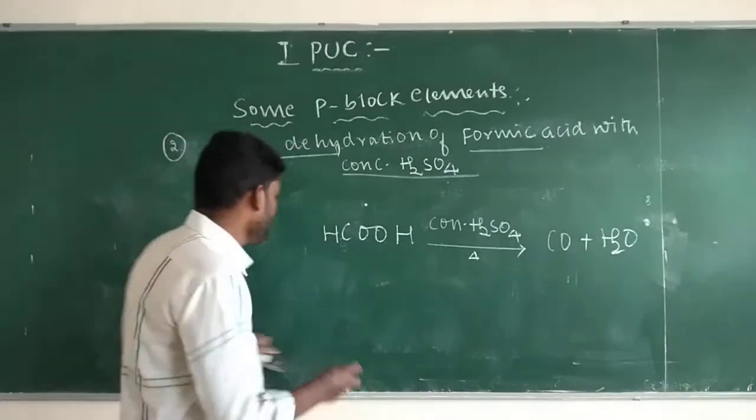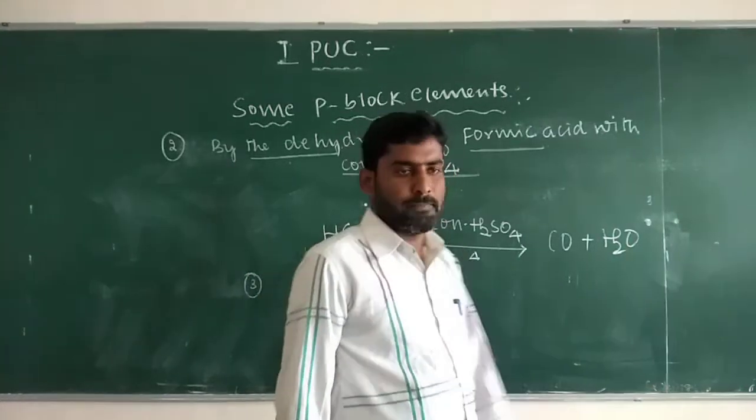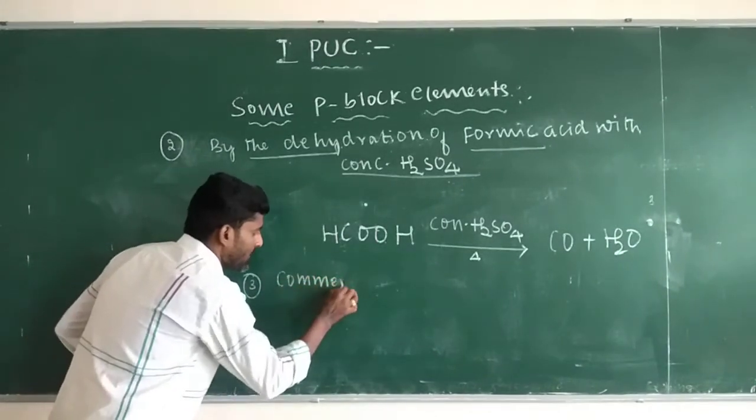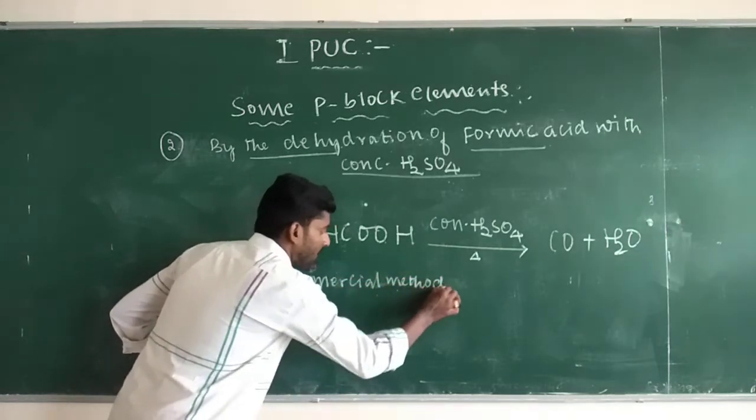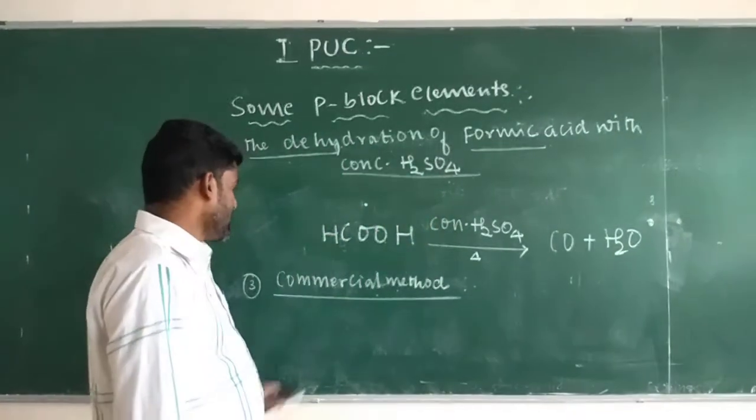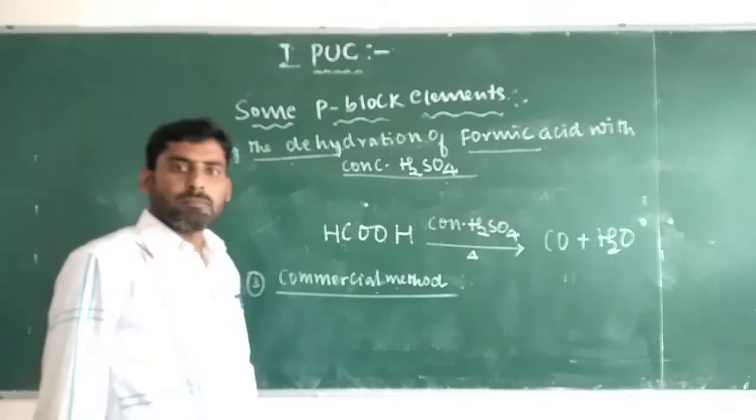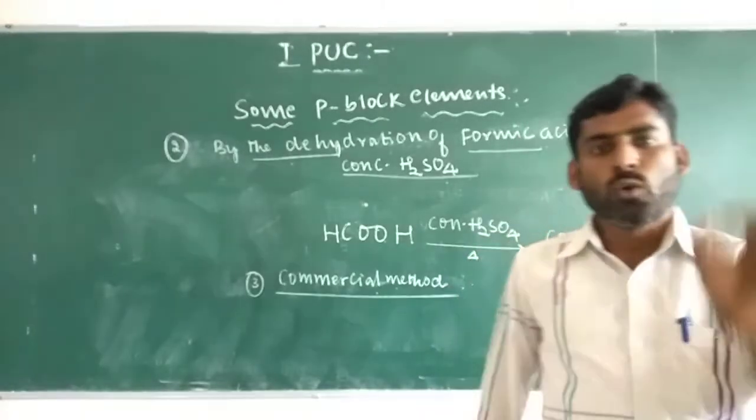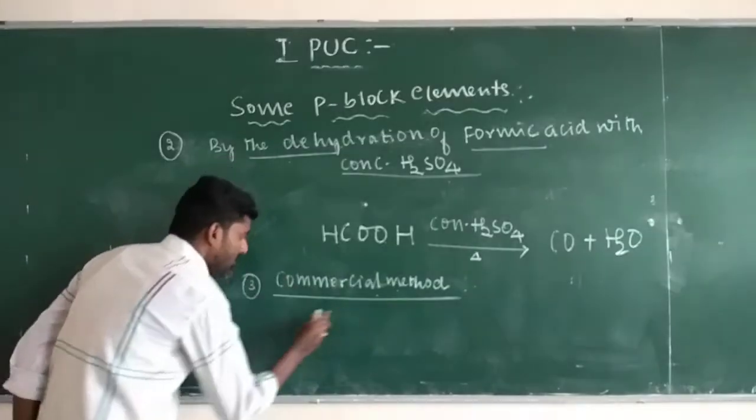See, once again, a large quantity of carbon monoxide is commercially prepared by heating coke with steam. That is the commercial method of preparation of carbon monoxide. So this is for large quantity in the industry. Carbon monoxide is prepared by the reaction of coke with steam. So that is the commercial method.